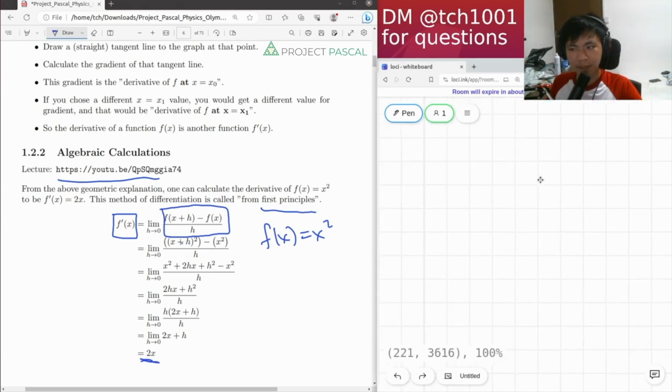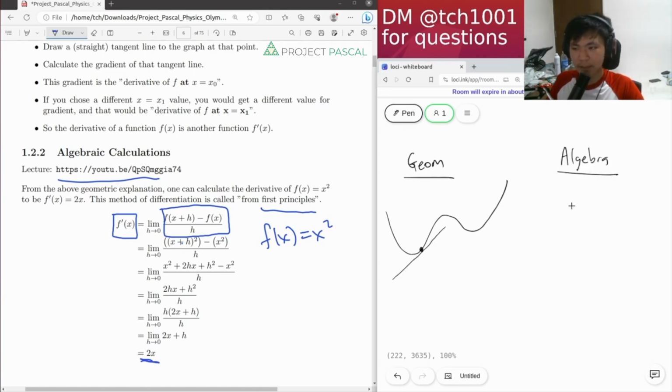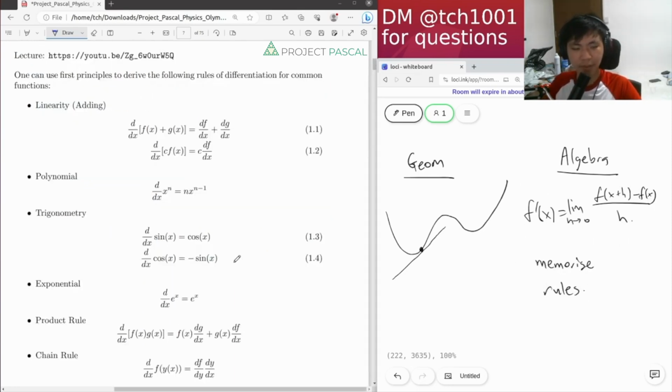Now I'd like to emphasize two things. One is the geometrical aspect of differentiation. Geometrically, the derivative of a nonlinear function is the gradient of the tangent line at every point along the function. Now algebraically, how we calculate this derivative is by taking the limit as h approaches 0 of the rise over run. But we don't usually do this for every single function we encounter. Instead, we memorize some rules for differentiation. And now I'm going to talk about the rules. So these are some of the important rules.